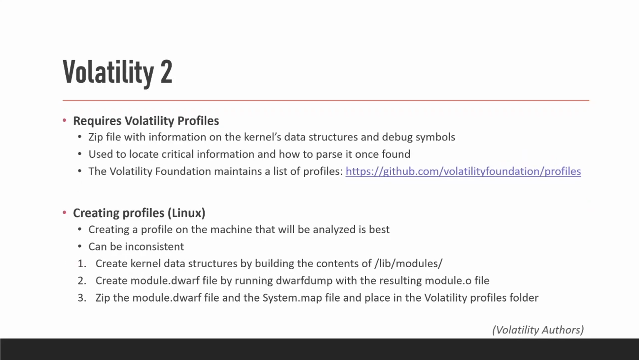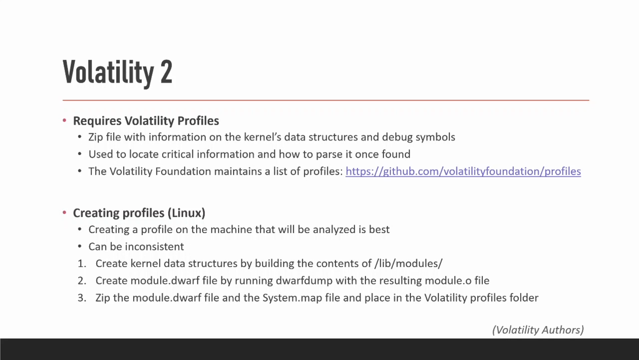One of the most important things about Volatility 2 is that it requires a system profile. Profiles are zip files with information on the kernel's data structure and debugging symbols. Volatility 2 needs these in order to understand the context of the operating system it's analyzing. Volatility maintains a list of downloadable Linux and Mac profiles, but these don't always work.